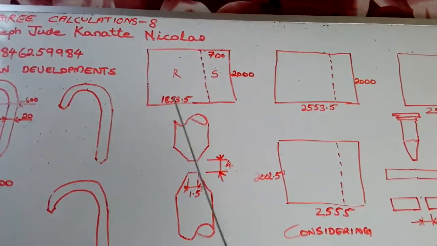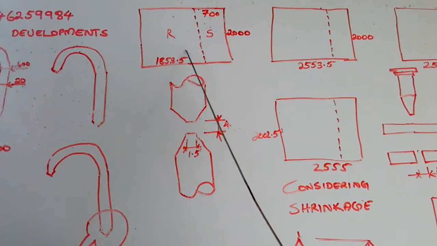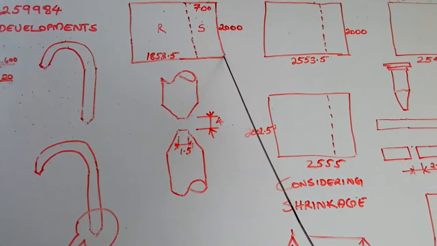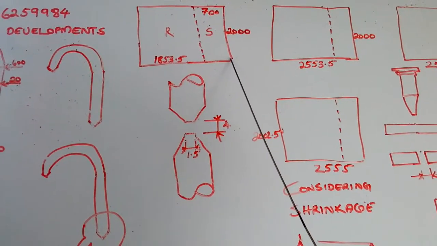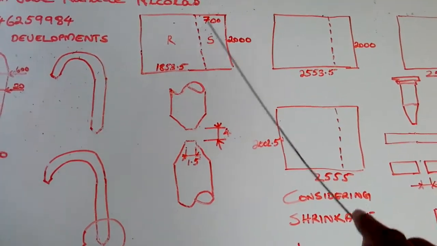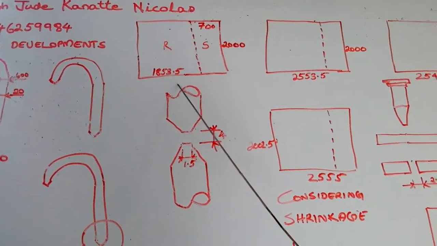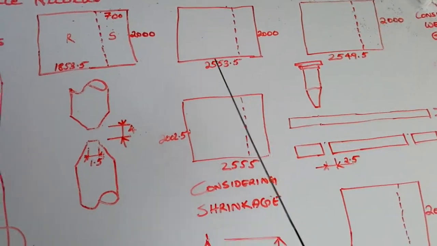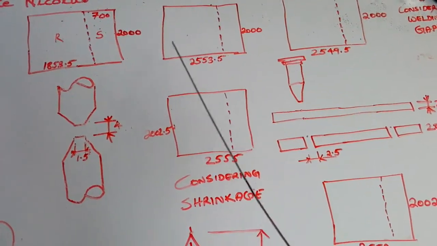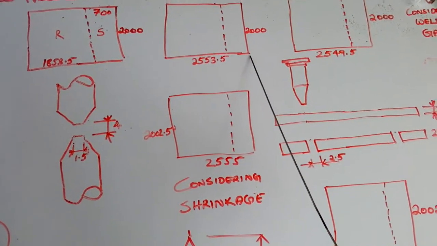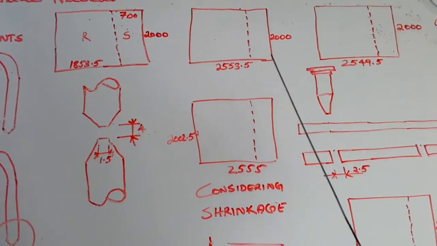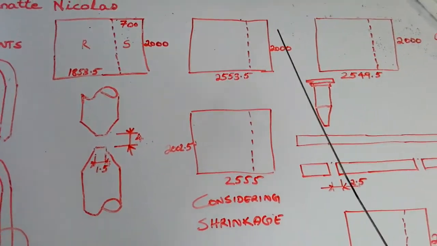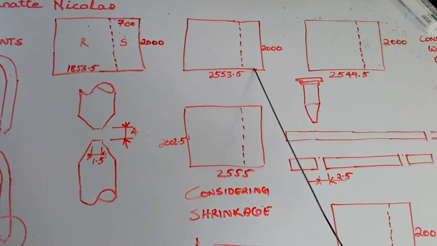So how much length and width do we have to take for making this development? How much is the total measurement from here to here? It is 1853.5 plus 700. These two have to be added. Just calculate, then you will get this measurement, 2553.5. It means from here to here is 2553.5. For making that kind of job, two pieces of 2553.5 length and 2000 width we have to cut.